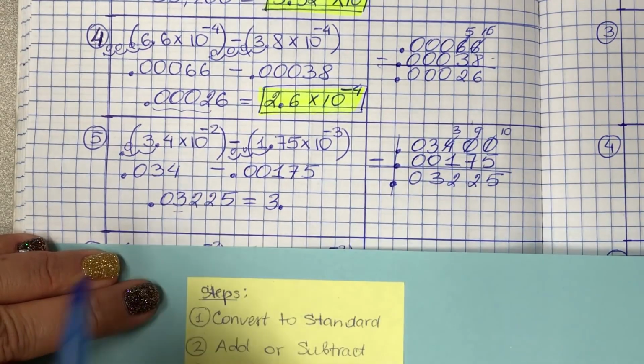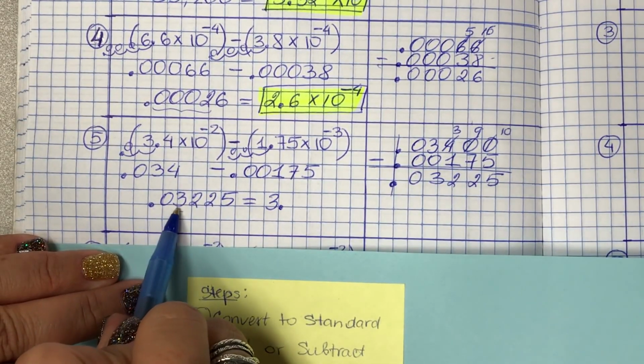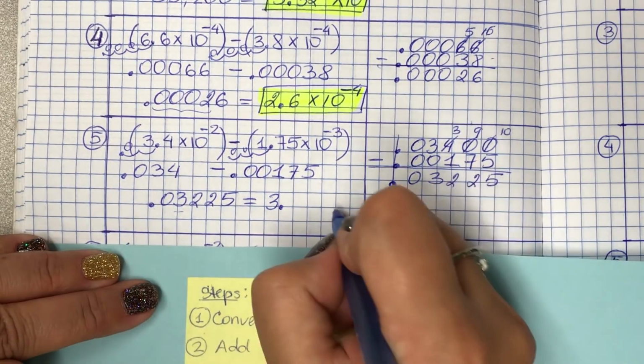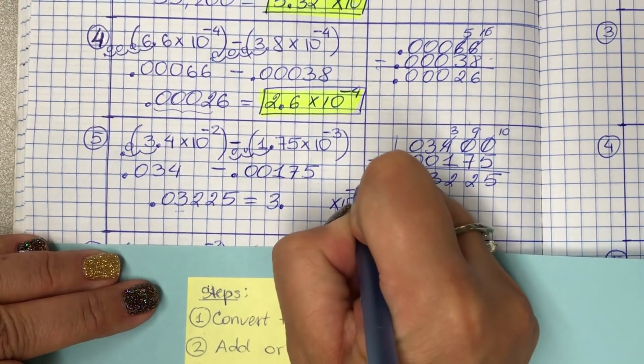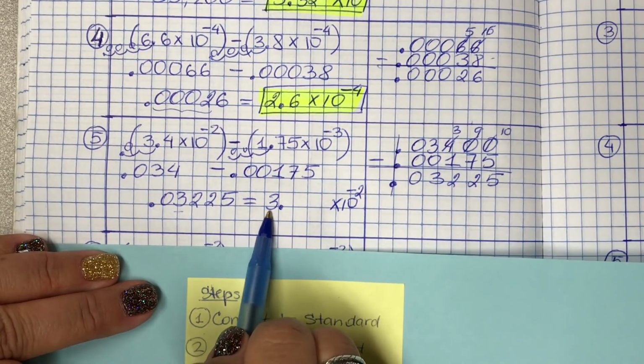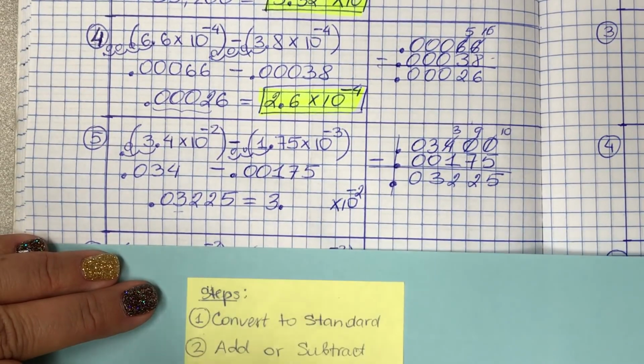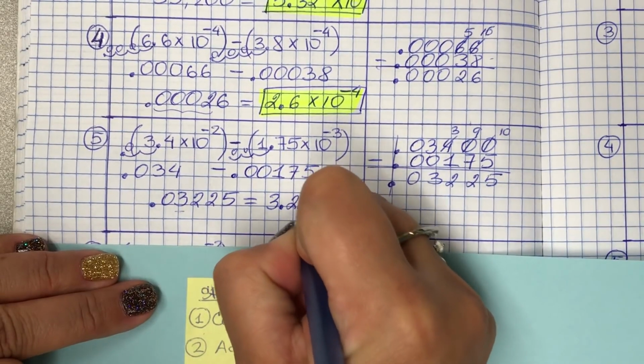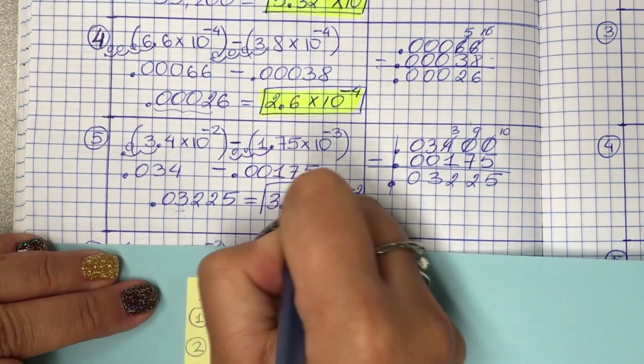Then we have 3 in the hundreds place, tens, hundreds. The hundreds place is the second digit behind the decimal, so that will be a power of 10 negative 2. So 3 is in the hundreds place. That is your starting point. After that, we have the remaining digits behind the decimal, 2, 2, and 5.